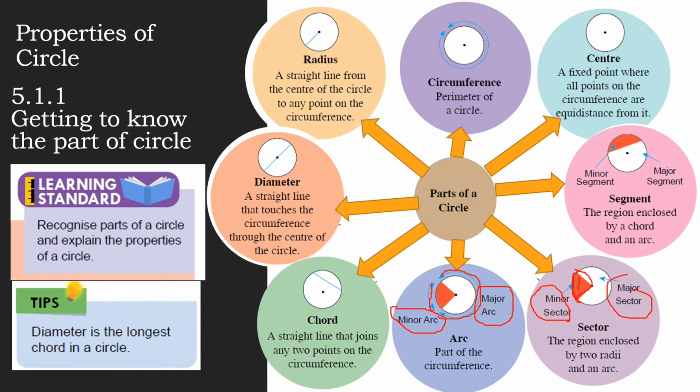And this red color here is the segment. The smaller one we call minor segment and the larger one we call major segment. Segment is the region enclosed by a chord and an arc. This is a chord. Straight line here is a chord, and this is an arc. So the one inside it, enclosed by a chord and an arc, is a segment.